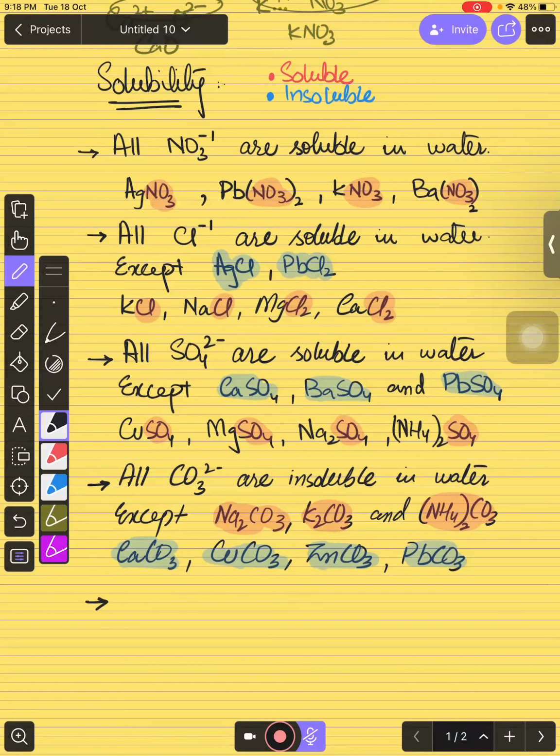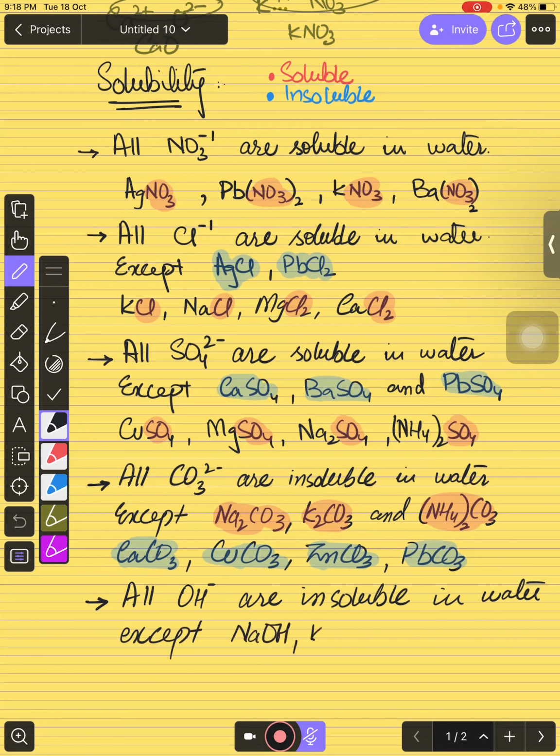This is the new one in our syllabus, right? So you all need to remember that all hydroxides are insoluble in water. Except, again, the exception is over there: sodium hydroxide, potassium hydroxide, and ammonium hydroxide. So these are soluble in water and the rest of all are insoluble, right?